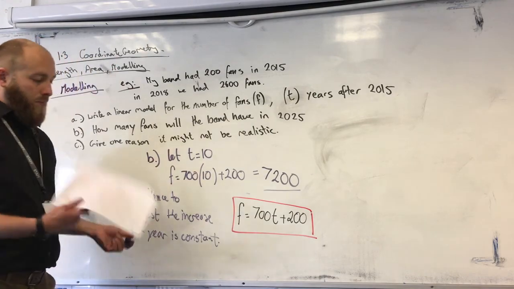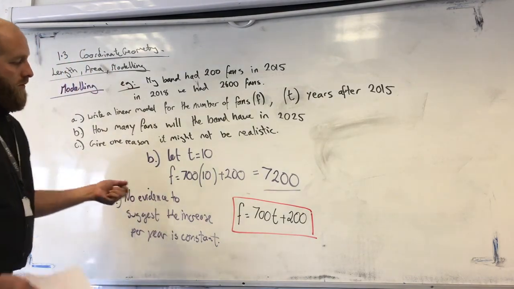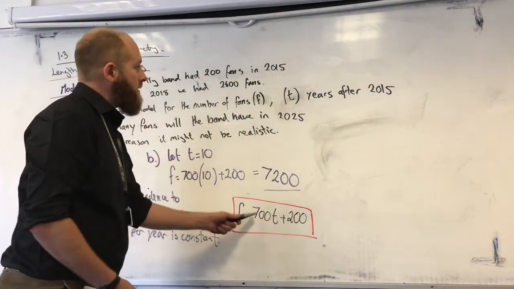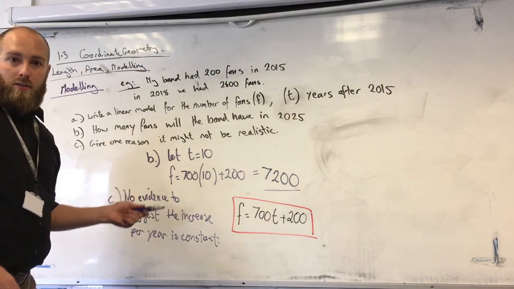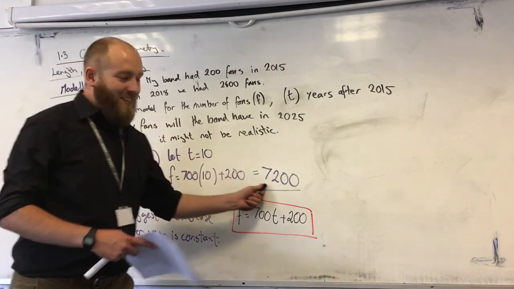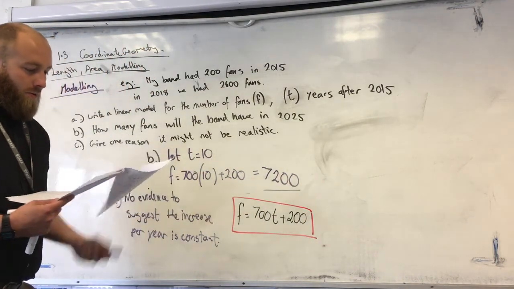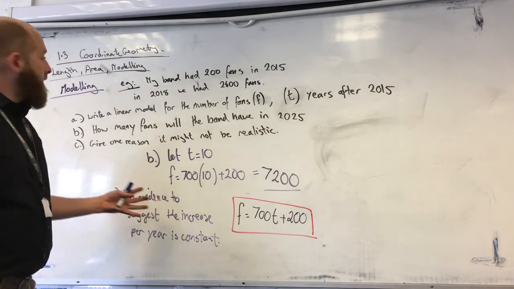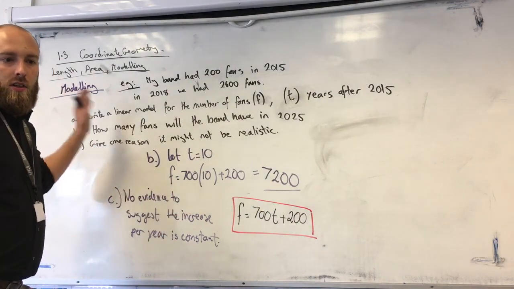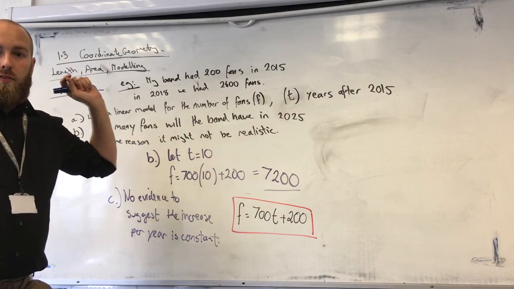So it's a silly example, but that's an example of how we can use mathematical models, equations, to predict real life situations. And I'll let you know in 2025 whether the band does have 7,200 fans or not. Cool, so you can move on to the quiz for this topic, and I think there's one more short lecture left on coordinate geometry, and then we'll be moving on to something else for next week.